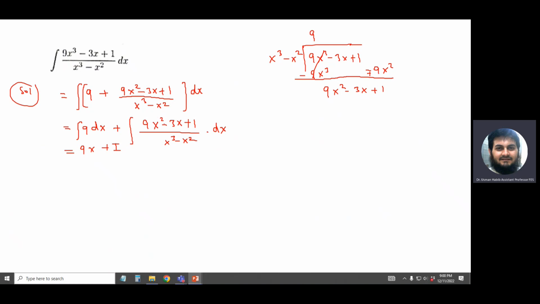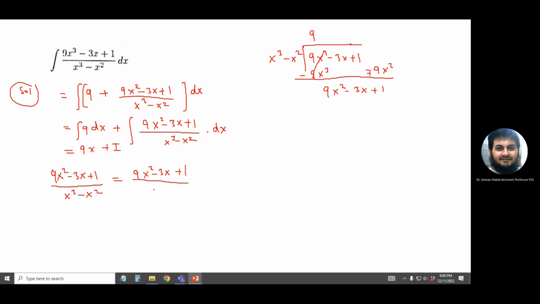Now, if you look at the I, which is 9x squared minus 3x plus 1 divided by x cubed minus x squared, this is now a proper fraction, and we can now use the method of partial fraction. So 9x squared minus 3 of x plus 1 divided by x cubed minus x squared. So we have to use the method of partial fraction. How do we do this? This is very straightforward. You know the drill, how to do this. First, take x squared common from here, x minus 1.